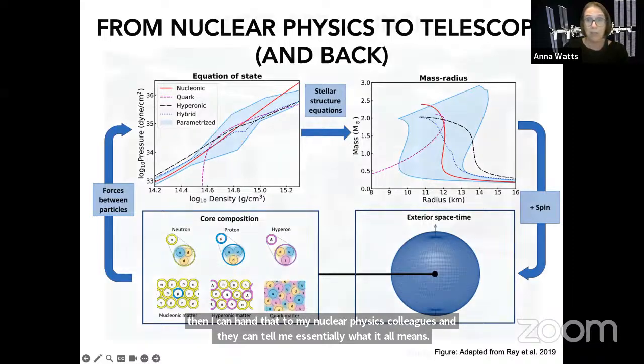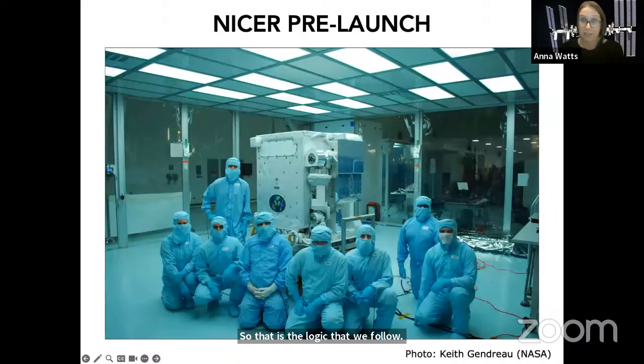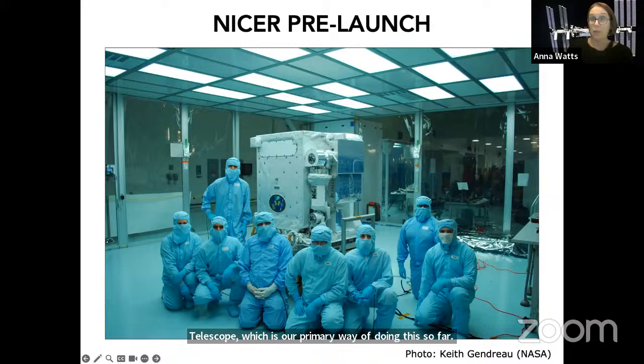So let me now introduce you to the NICER telescope, which is our primary way of doing this so far. NICER is the Neutron Star Interior Composition Explorer. It is an X-ray telescope, and you can get a feel for the size here. That's installed on the International Space Station.